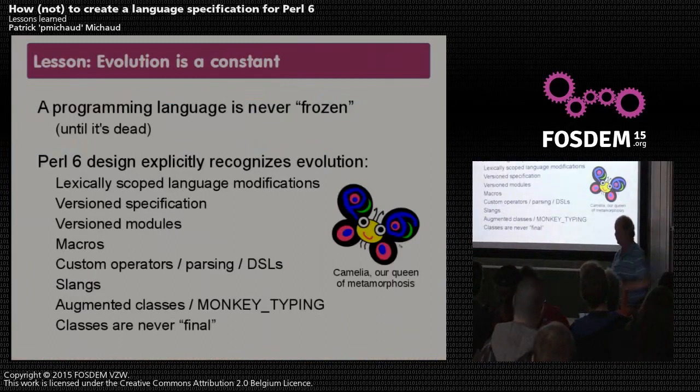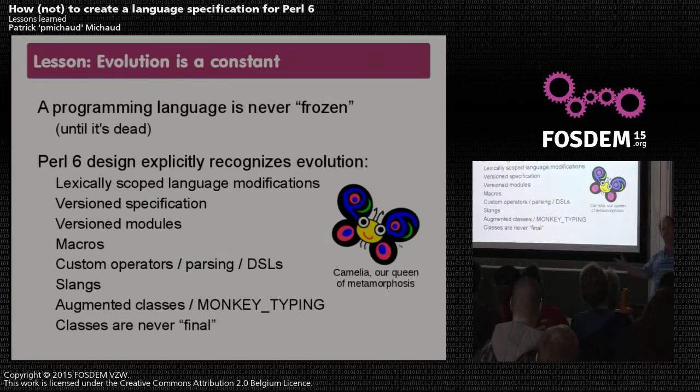So another lesson that I've learned in working on Perl 6 is that a programming language is never frozen unless the language is dead, right? But languages always evolve. One of the things that Perl 6 gets very right is to explicitly recognize that evolution will happen in your language and to prepare for being able to deal with it. And so a lot of features have gone into Perl 6 that basically future-proof the language for the days when the language evolves. So that includes things like if you modify the Perl 6 language, which you can do as a user, as a programmer, then your modifications are lexically scoped.